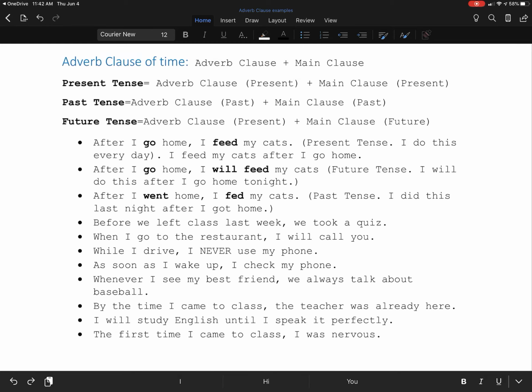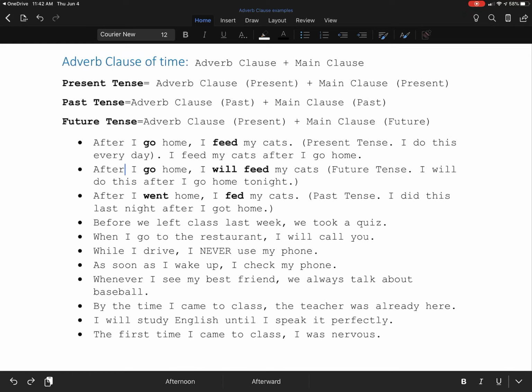When I say past tense, both of my verbs will be in past tense. The past for go is went. The past for feed is fed. So if you can see here, after I went home, I fed my cats. So if we're doing this in present tense, they'll both be in present. If it's in past, they'll both be in past. It's a little different for future.